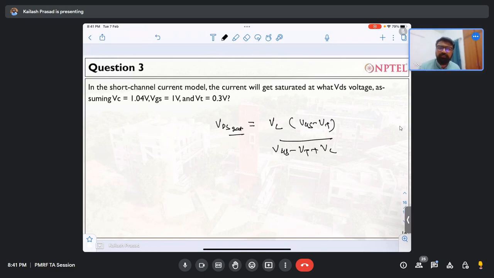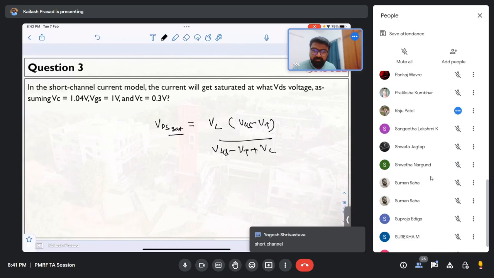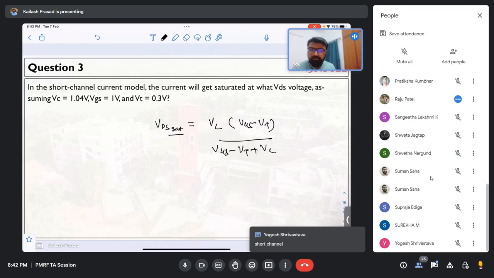Anybody wants to tell me how we get this particular formula? The short channel effect. We have gone through the class, right? How do you derive this particular formula? What is the concept behind it? What is the initial step? The first step, I just want to know. We have 23 students. A short channel is fine, right? But how do you come up with this step?